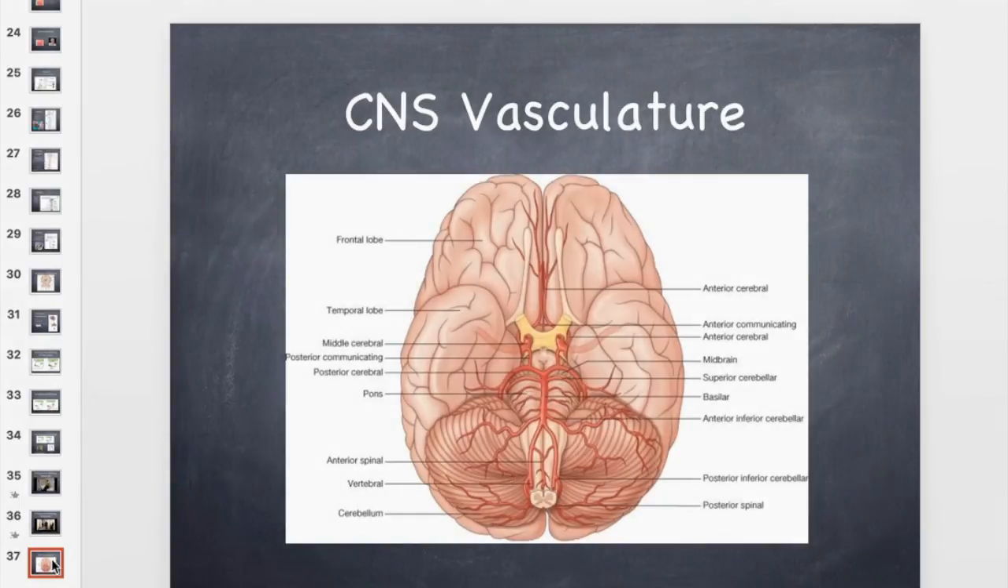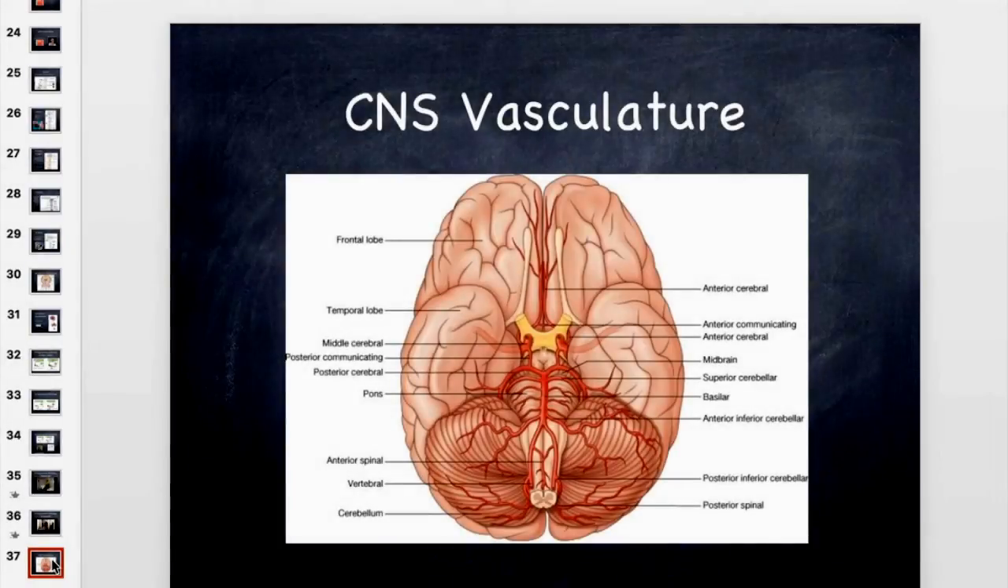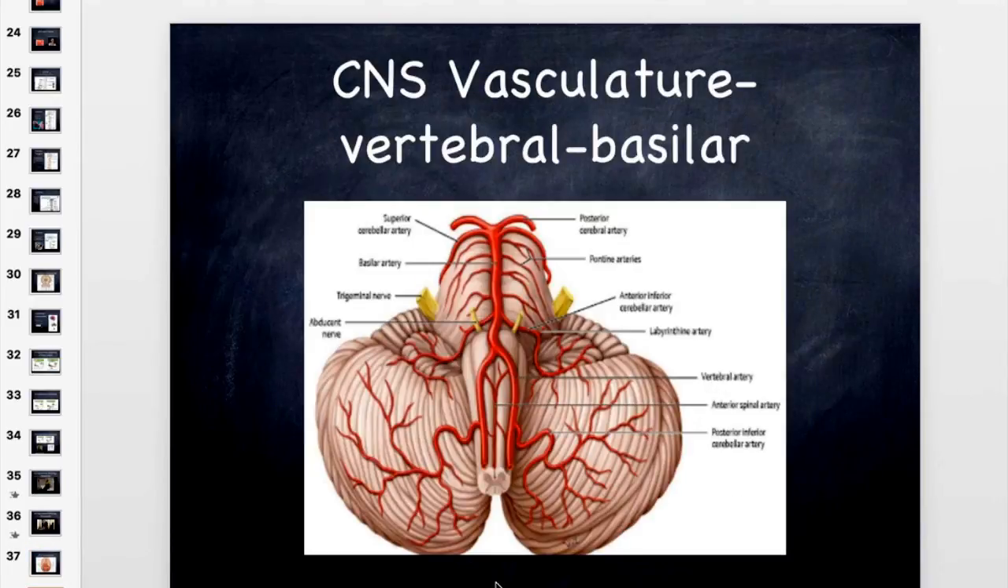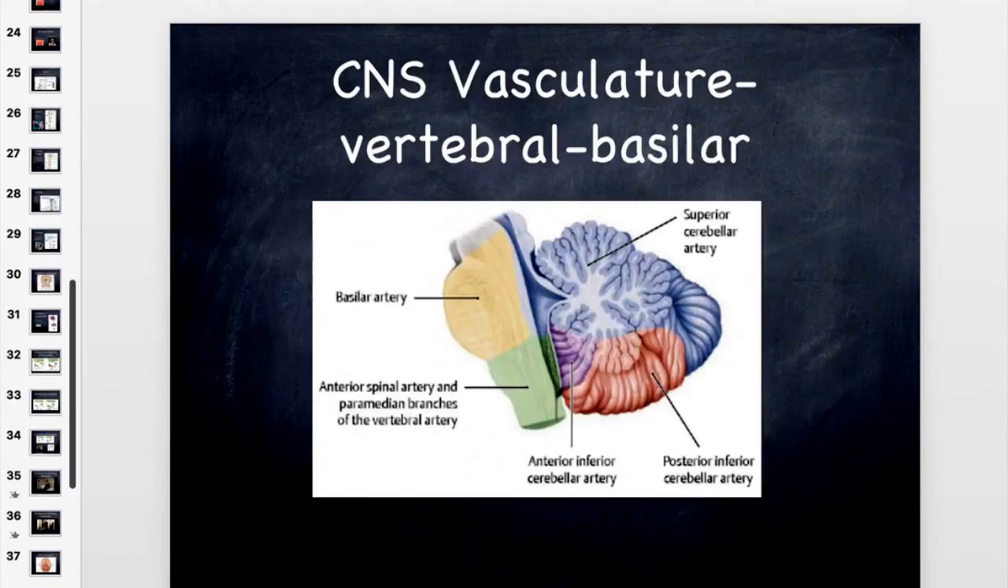All right, now let's just do a little bonus for vasculature orientation. So we're just going to go from the bottom up, starting first with the vertebrobasilar system. The basilar artery is formed by two vertebral arteries, and out of those vertebral arteries are little penetrating arteries that serve the anterior portion of the medulla, in addition to a fairly large and important artery called the posterior inferior cerebellar artery.